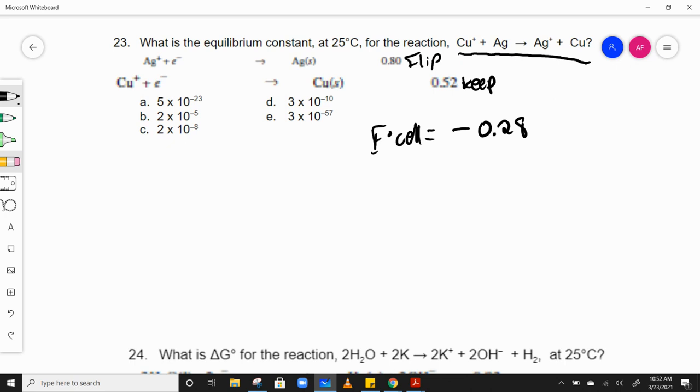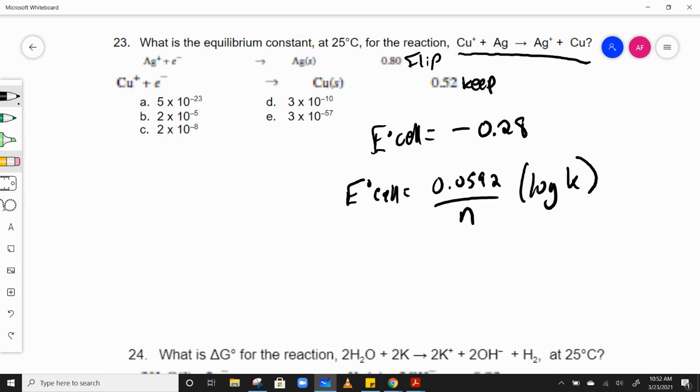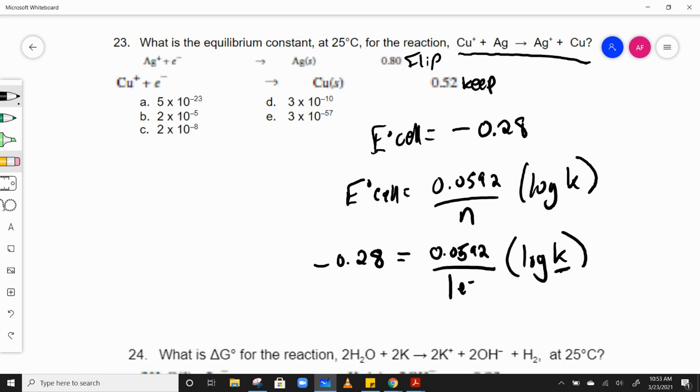So we're going to do E naught of the cell equals 0.0592 over n times log of K. The E naught of the cell is 0.28. This is the 0.0592, and n is the number of electrons, and this is just 1 electron. And then we're finding log of K, so we're just going to solve for K here.